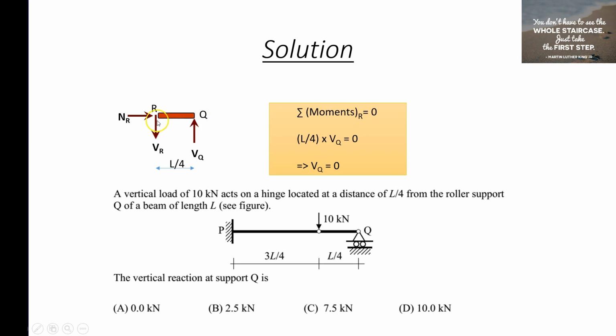Now what are the forces available here? If we take moment about this point, we have only VQ. So VQ into L by 4 will produce an anticlockwise moment, and we don't have any other forces or moments here, so that directly is equal to 0. From this we get VQ equal to 0. So the answer is A. The support reaction VQ at the point Q is 0. Thank you.